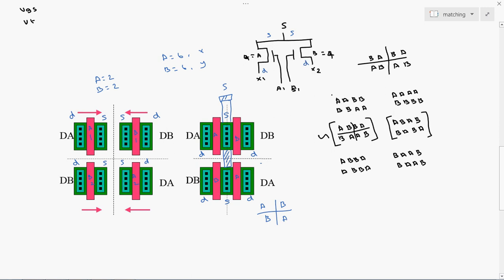So this is common centroid based matching, because we are not handling only one direction. We are reducing the error in both the X direction and the Y direction. In the X and Y quadrants, we are reducing the process variation. So this is called common centroid based pattern.